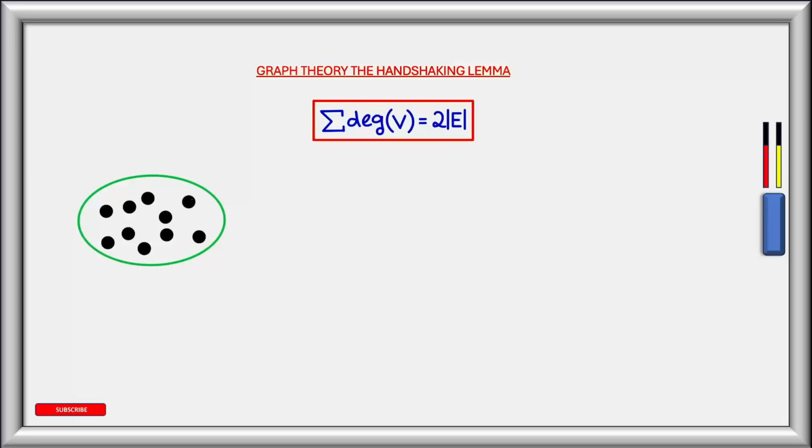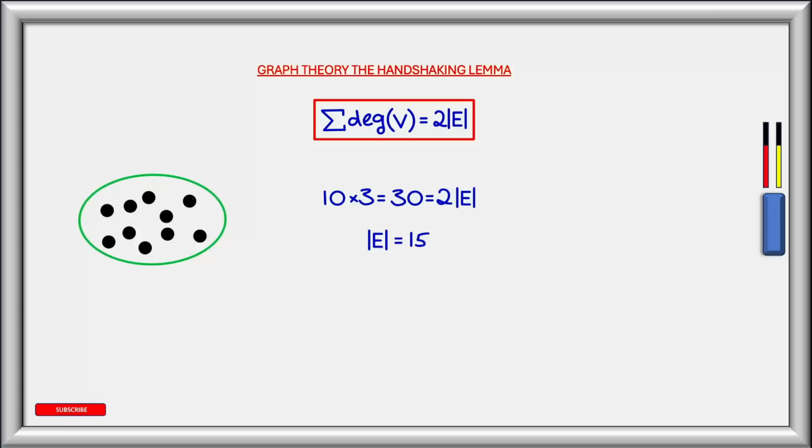So in this first problem, let's assume you're at a party with 10 people. You count the handshakes and find that every single person shook hands with exactly 3 others. How many total handshakes took place? If you want to play along, pause the video now.